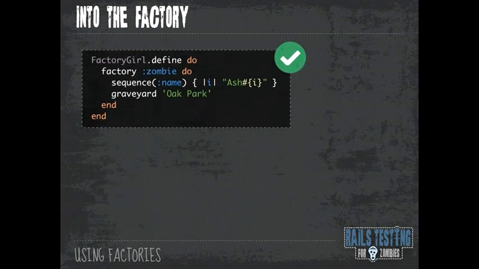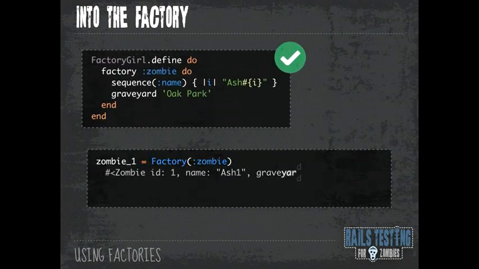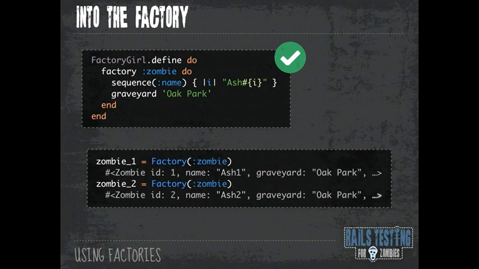So getting back to the example that started this, we might have the test that says zombie1 equals factory zombie. Great, we get our zombie ash back. And now we could say zombie2 equals factory zombie. And you'll notice that the two names are different and both of them are saved and no exceptions were thrown.